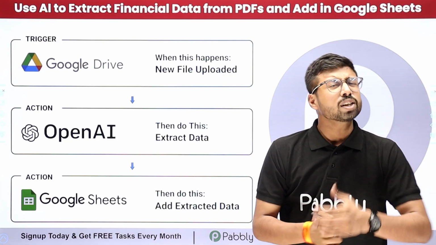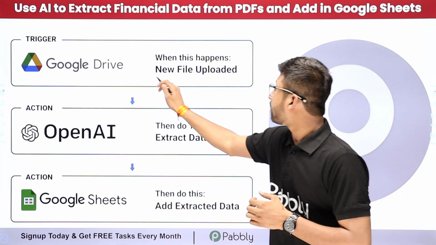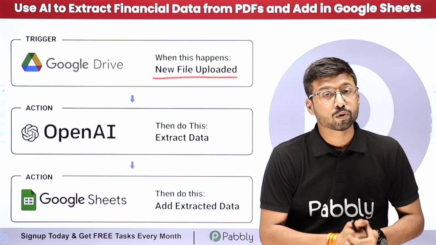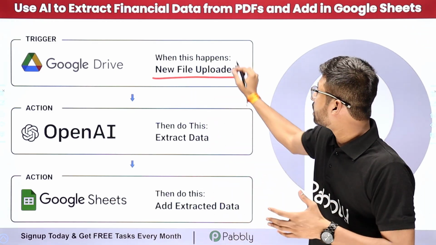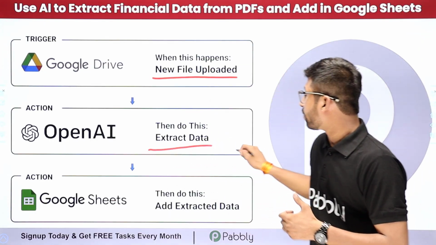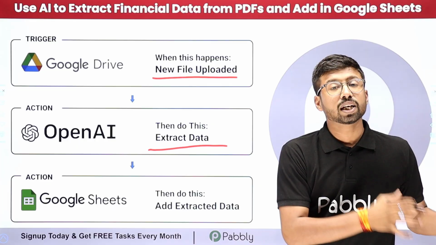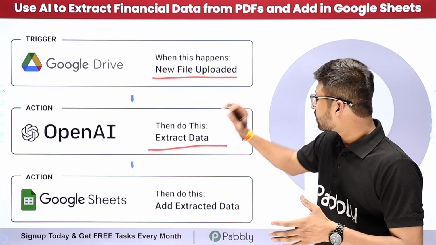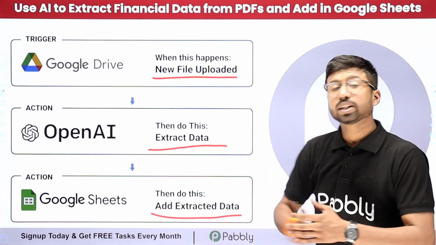to do that. Now this AI agent will capture the new PDF files which we can upload in our Google Drive folder. Then this AI agent will send the same file to OpenAI, and using OpenAI, it will extract the details out of it. After extracting the details, this AI agent will add the same details in your Google spreadsheet as well.